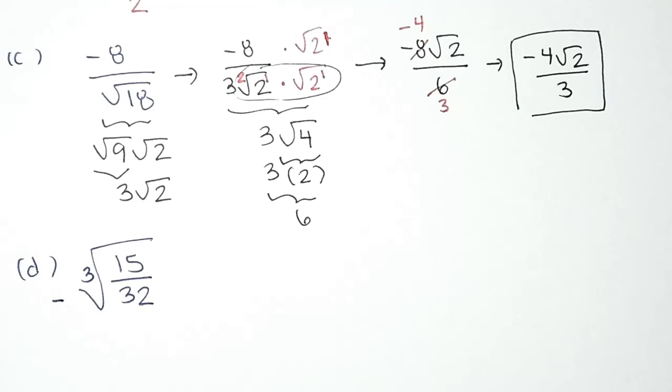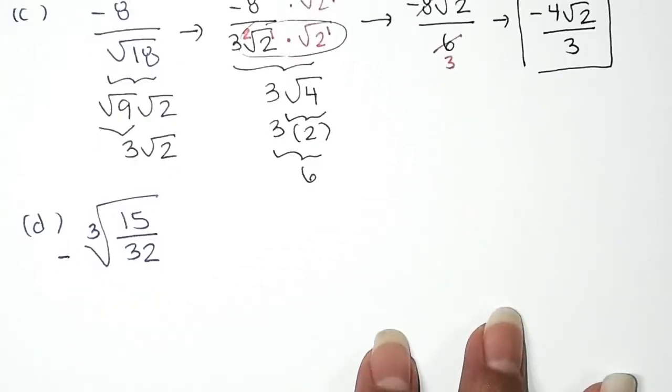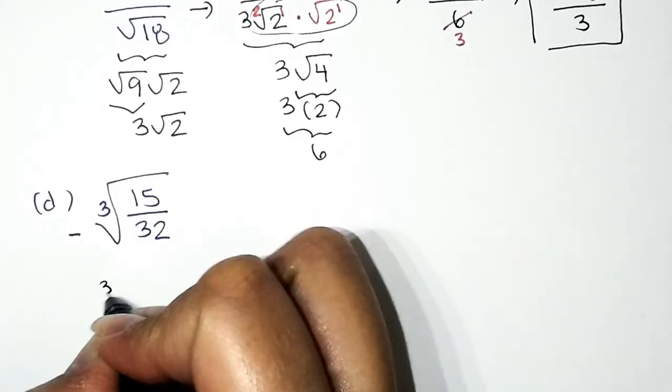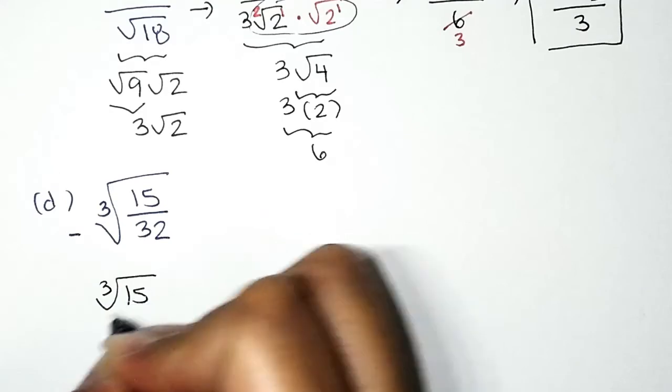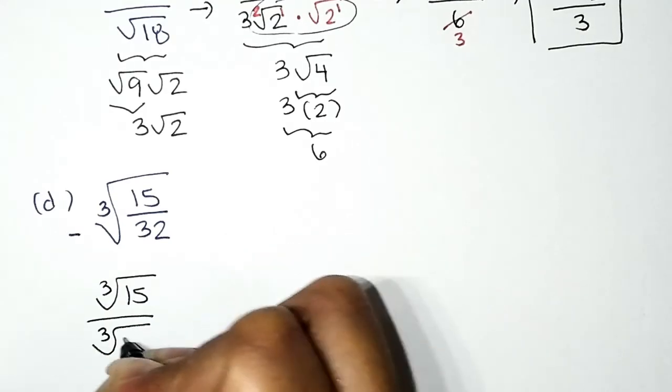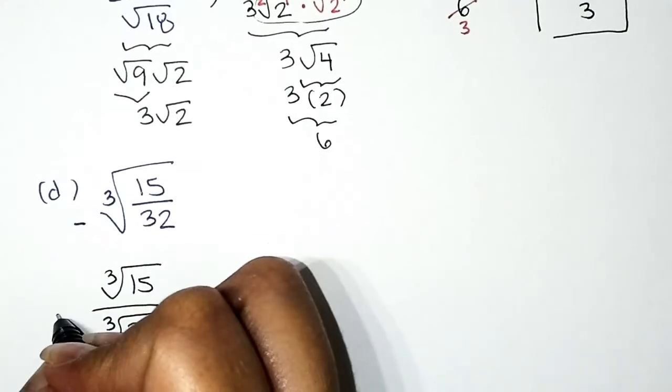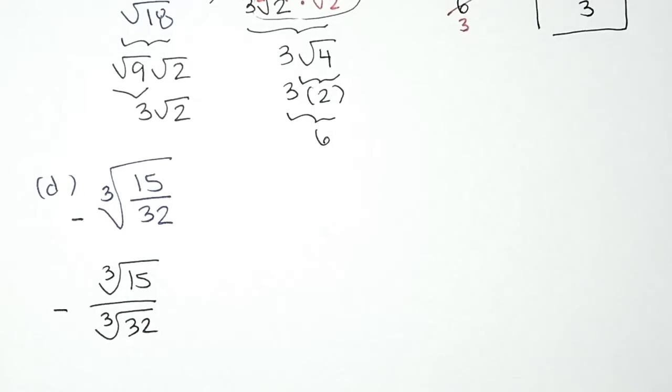The directions read rationalize the denominator. Right now we don't have a denominator. We just have the cube root of this fraction. So we're going to use the quotient rule for radicals to split the top from the bottom. We're going to write this as the cube root of the numerator over the cube root of the denominator. And let's make sure that we don't forget the negative sign.